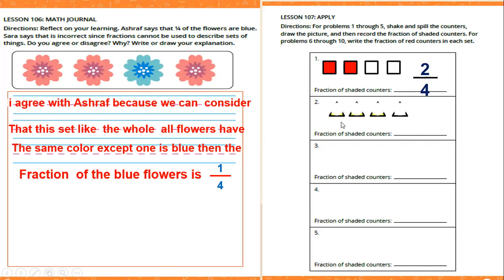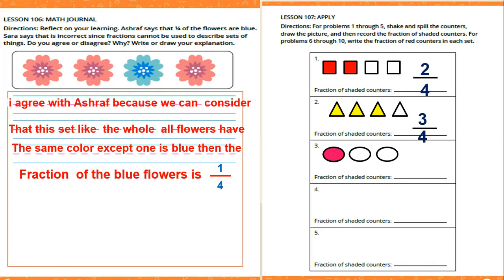Bravo. The next one, we have 4 triangles. How many colored triangles? 3 boards. Excellent. Out of 4. Excellent, Noor and Lujaina. So our fraction is 3/4. Bravo.